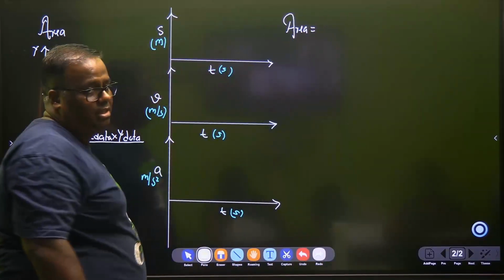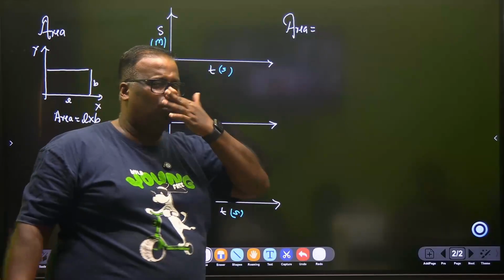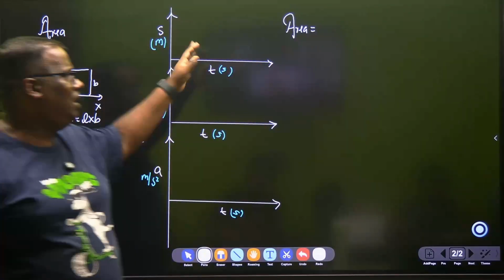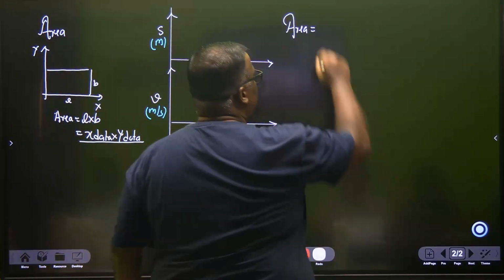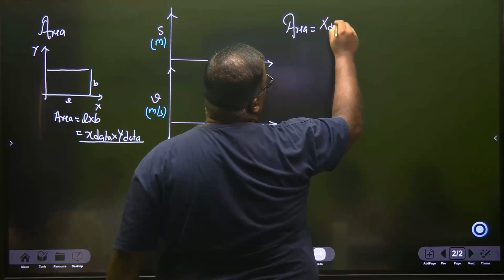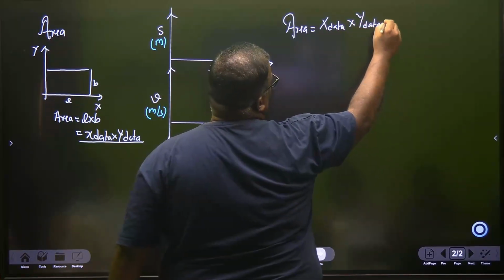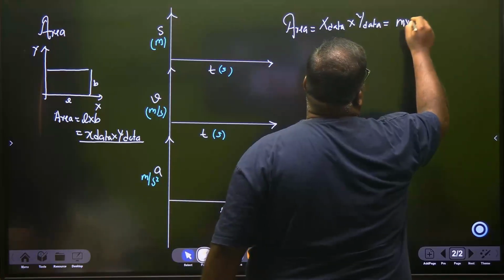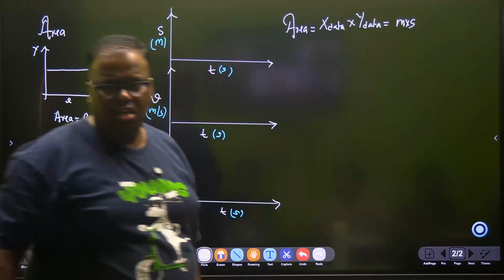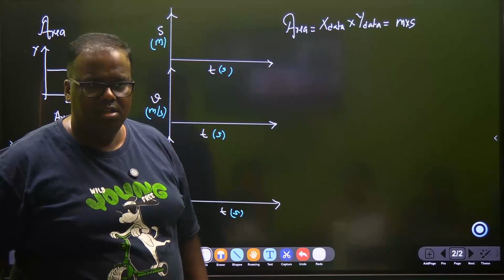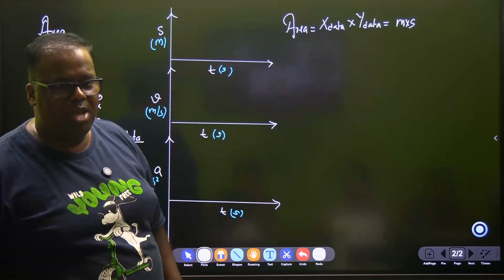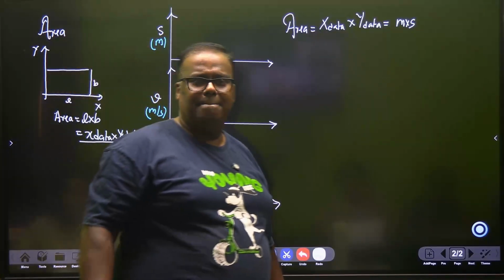All right, children, let's look at the first area. The area under an ST graph. Now what is that area that we will see? Whatever area you calculate here, area is what, beta? X data into Y data. So what are you getting? You are getting meter multiplied by second, meter-second. Have you heard anything about it? Any quantity whose unit is meter-second? No?